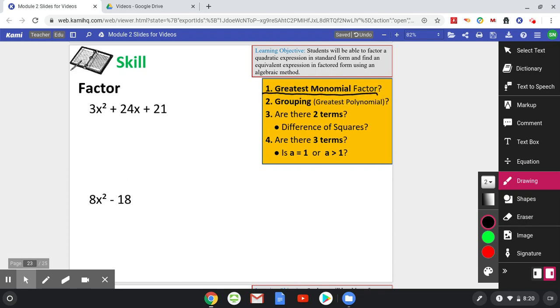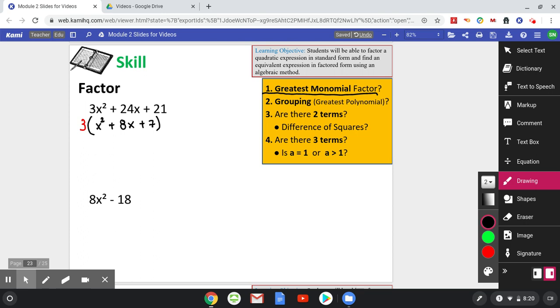Do we have a greatest monomial factor? That means, is there a number that we can factor out? Well, if you look at 3, 24, and 21, they're all factorable by 3. They can all be divided by 3. That means we will be factoring 3 as a monomial. 3 divided by 3 is 1. We don't put a 1, and we will break down the letters for now. 24 divided by 3 is 8, plus 8, I will bring down the x, and last but not least, 21 divided by 3 is 7.